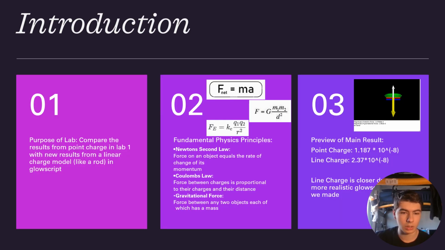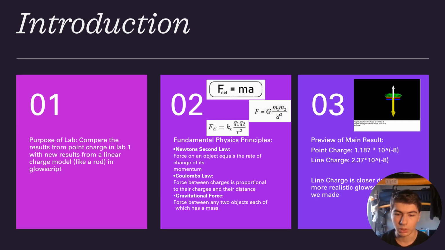So for my introduction, the purpose of this new lab is to compare the results in Lab 1 with Lab 2. In Lab 1, we used a point charge, and now we're going to try to use a linear, sort of rod model in GlowScript and compare those two. The fundamental physics principles in this lab consist mainly of the same things we used in Lab 1: Newton's second law, Coulomb's law, and gravitational force, whose equations are F net equals ma, F equals G m1 m2 over d squared, and kq1q2 over r squared r hat.